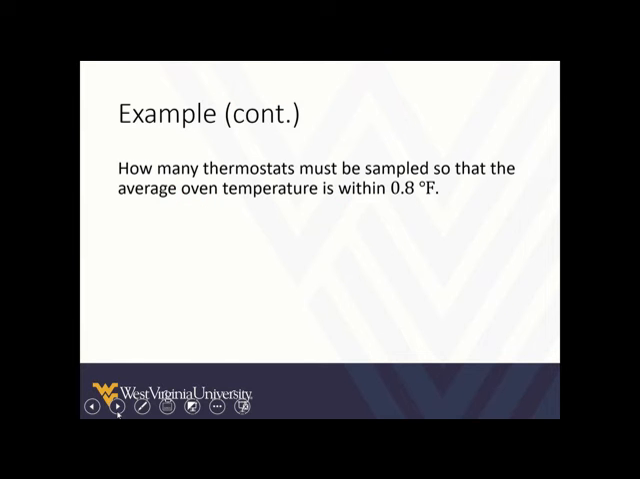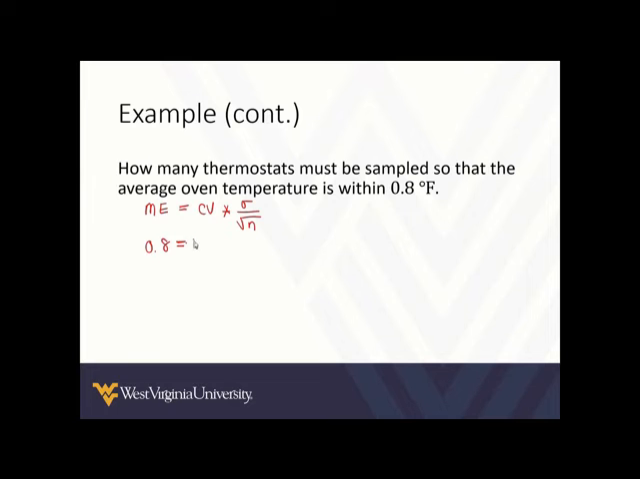All right, so continuing on with this example, how many thermostats must be sampled so that the average oven temperature is within 0.8 degrees Fahrenheit? So we know that our margin of error is equal to our confidence level multiplied by our variance, or excuse me, standard deviation divided by the square root of n.